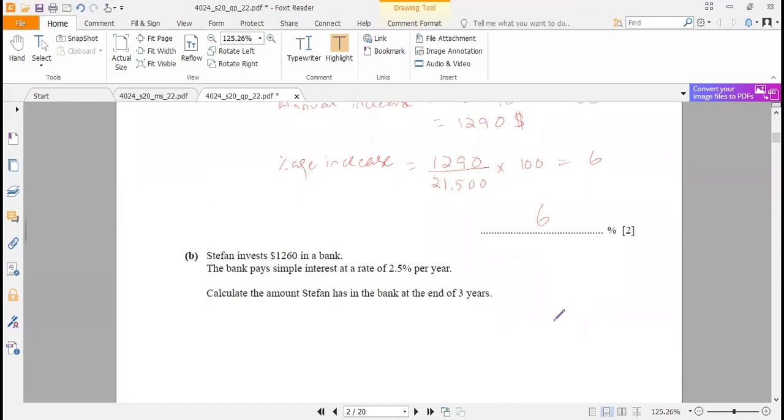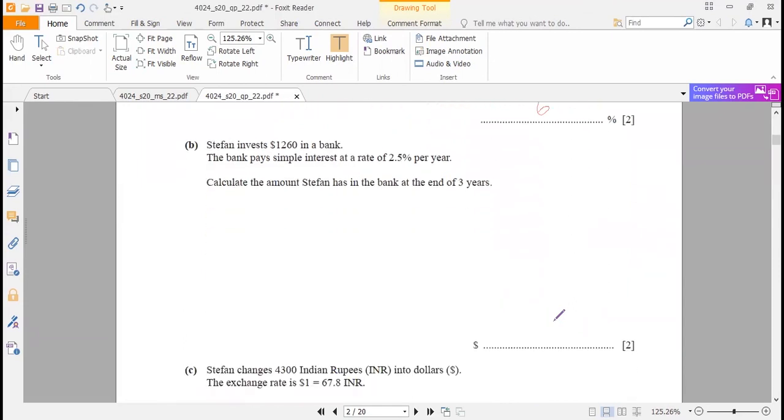Now come to question number 1 part B. In this question, Steven invests $1260 in a bank. The bank pays simple interest at a rate of 2.5% per year. So it means that the amount is 1260, the rate is 2.5%, and the time period is 3 years. So this is the simple interest case.